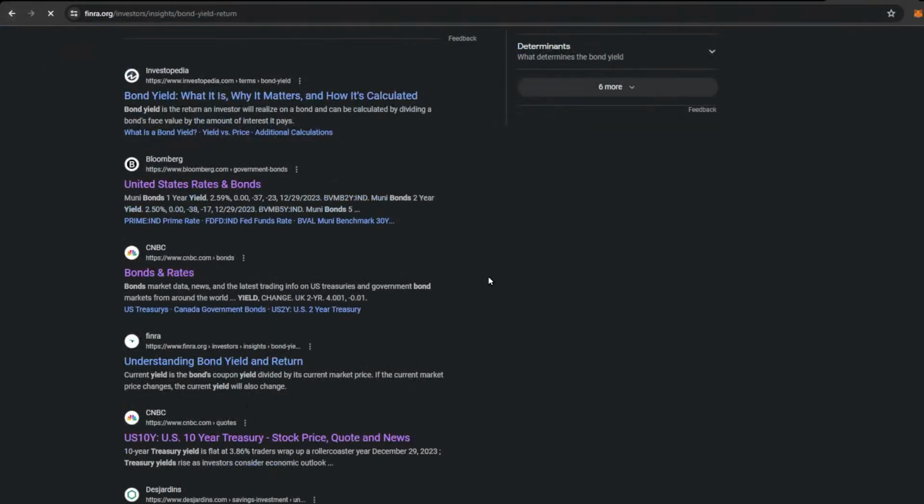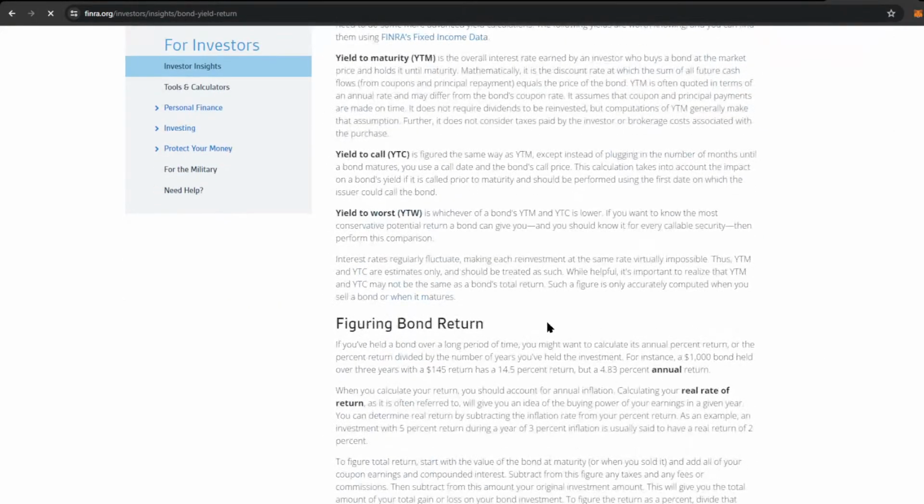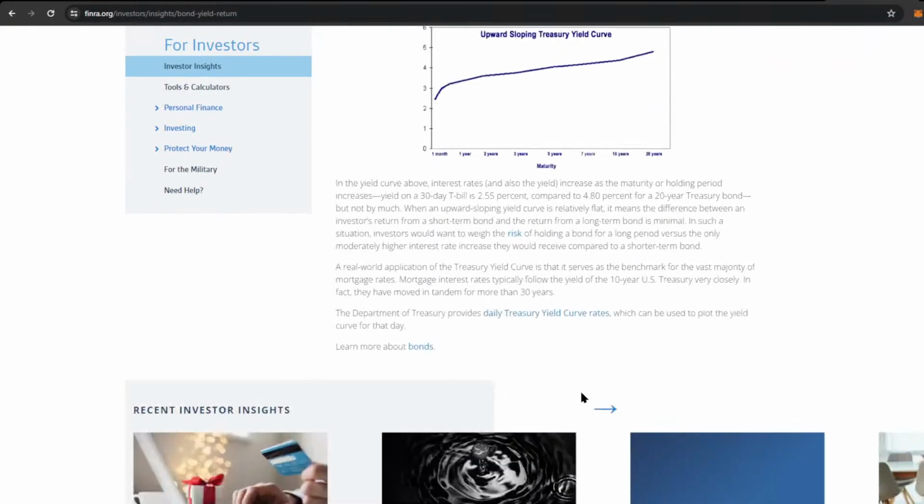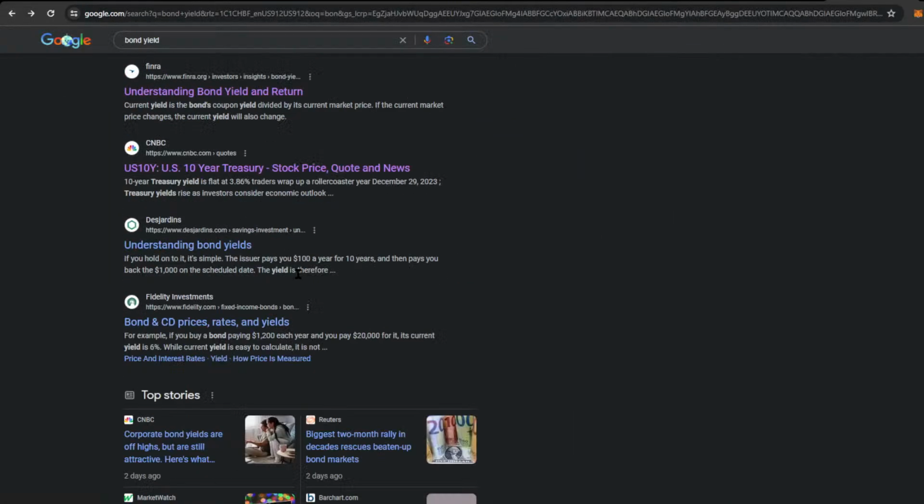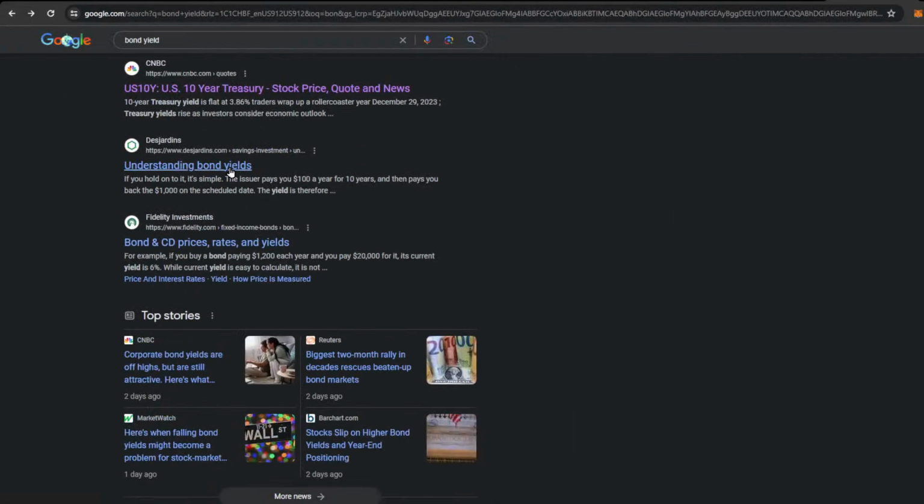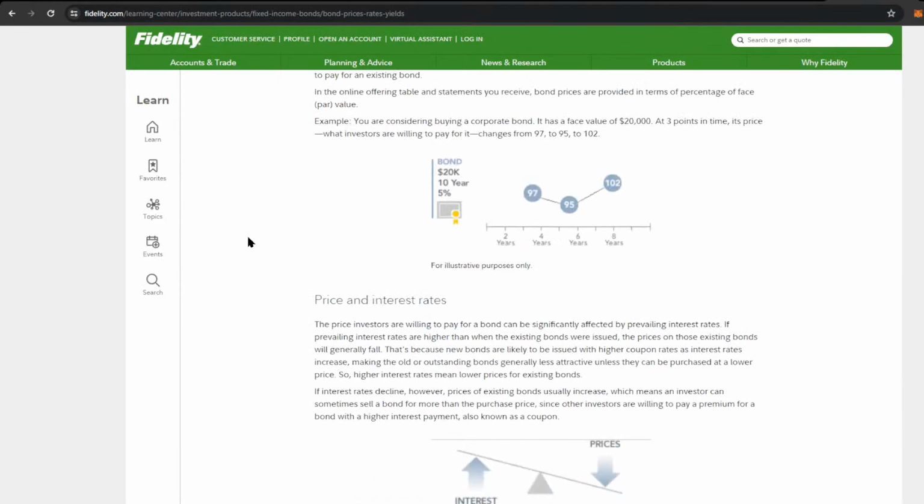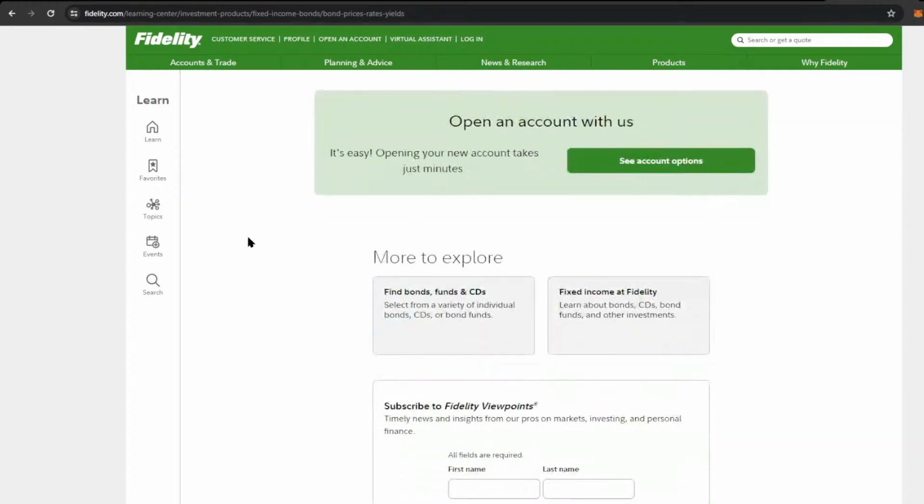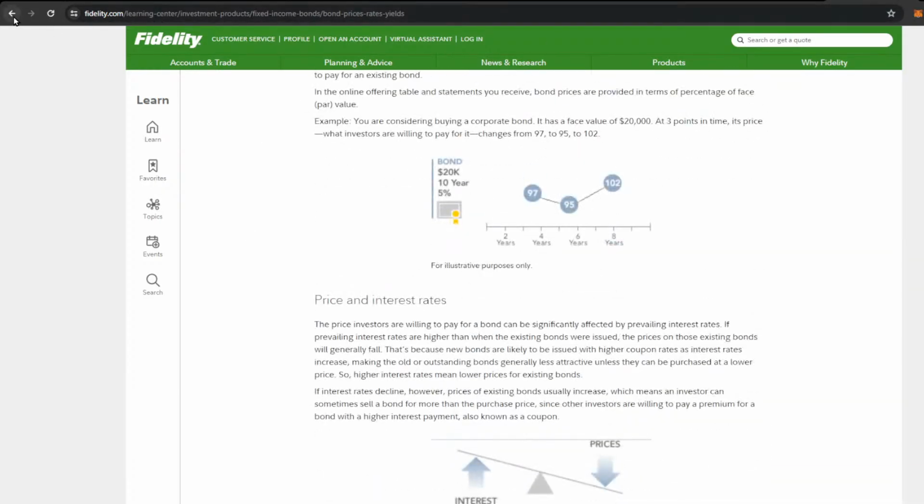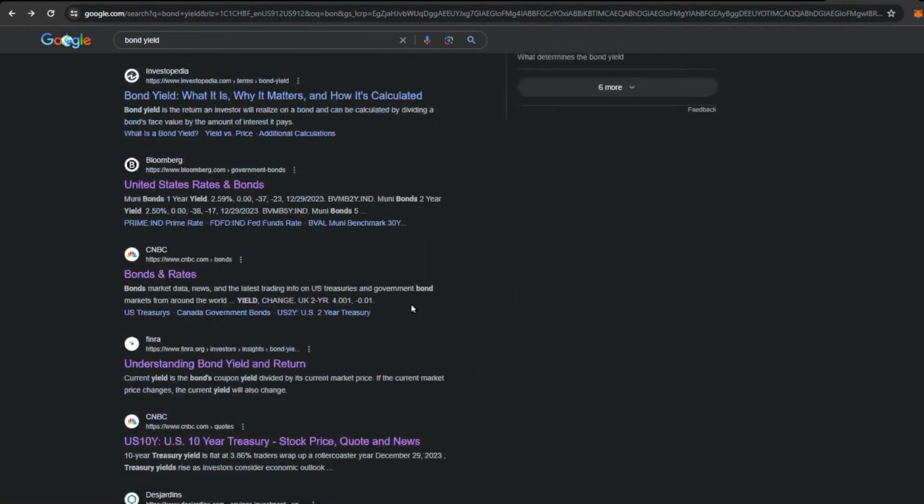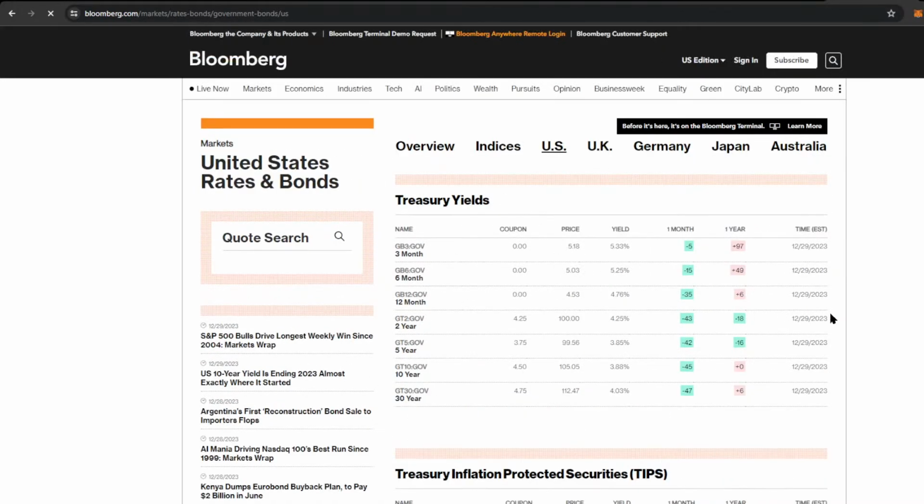Understanding bond yield. This is from FINRA. Yield curve and all that stuff. CD prices and yields. Corporate bonds are high. Sorry guys, I'm trying to set it up. I should have set it up earlier. I thought I had a better one already, but I think it's this one. Yeah, this one is a better one. So this is from Bloomberg, bond yield. Alright.